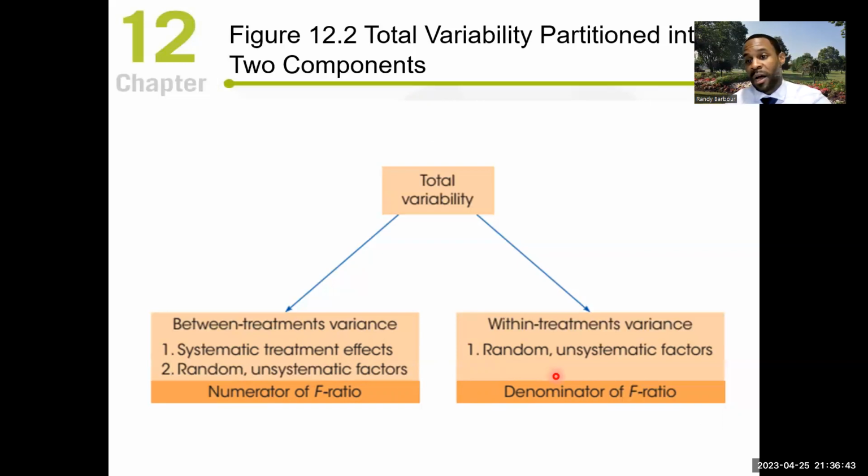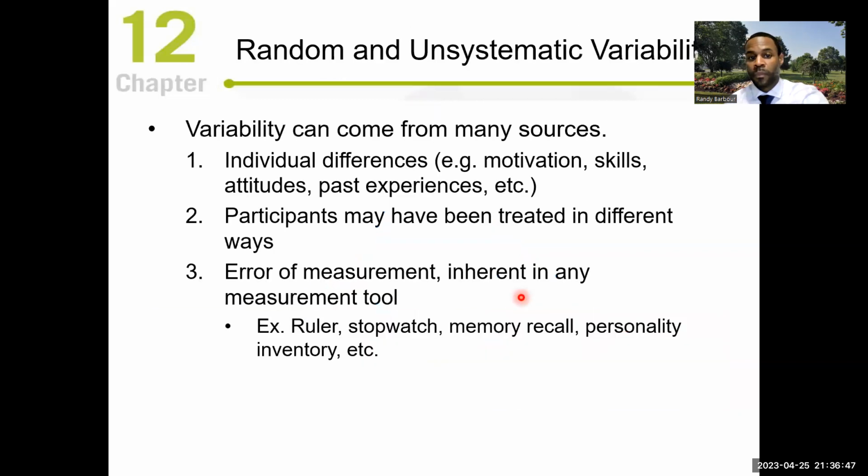And we'll talk about the values for the F ratio, okay? So when we talk about the random and the unsystematic error, there are 3 things that can come from those sources. So again, the variability for random and unsystematic variability, you have 3 different sources. You have, like we talked about before, individual differences. We're all different in our skill level, our attitudes, our past experiences.